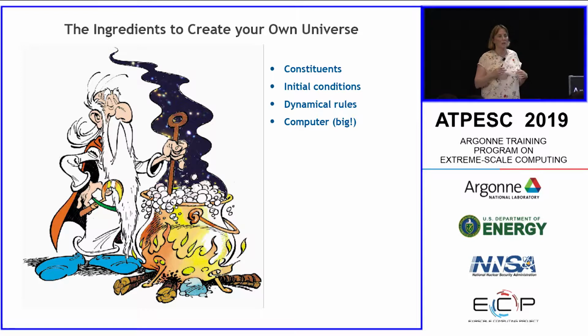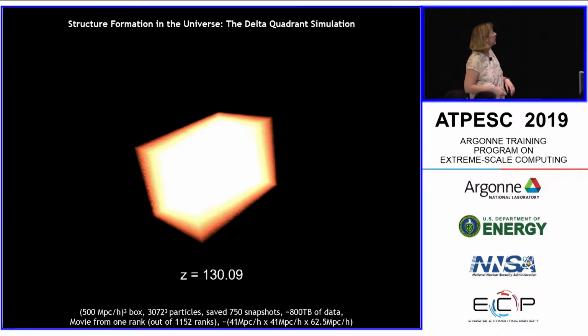We know that gravity is the dominating force, so we can put that in. We have an idea about the initial conditions. And fortunately for us, we have a very big supercomputer. So we can put this all together, and we can run a simulation. What you see here is a simulation that we ran at Argonne.